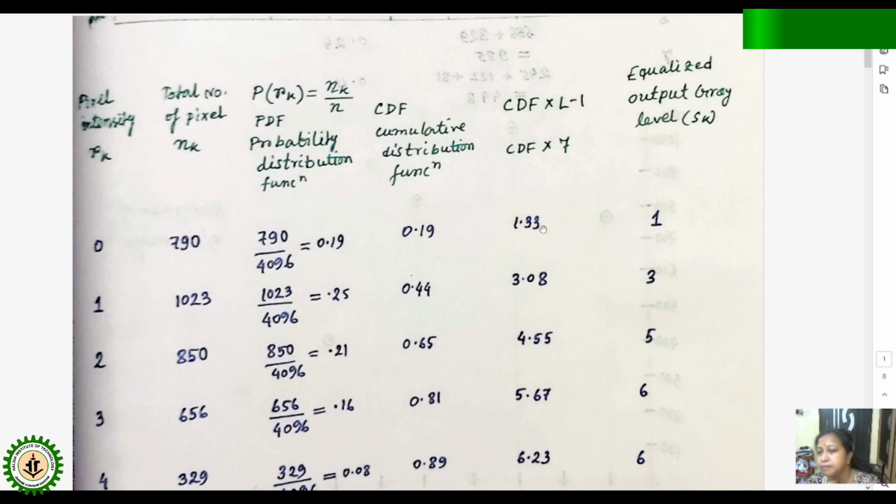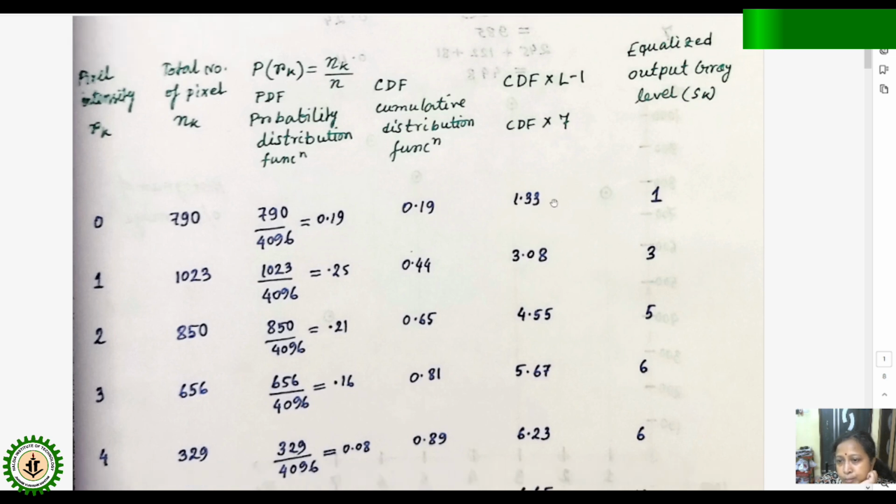Next we have to perform this operation: CDF into L minus 1. Here L minus 1 is nothing but the maximum gray level value, that is 7 for the 8-bit grayscale image. Now after performing this operation, CDF into 7, we have the corresponding value. Here we have 1.33, and the equalized output gray level value is 1.